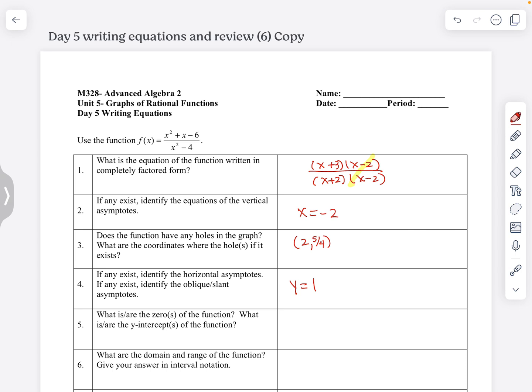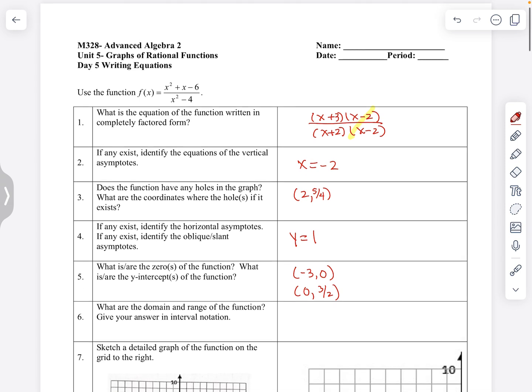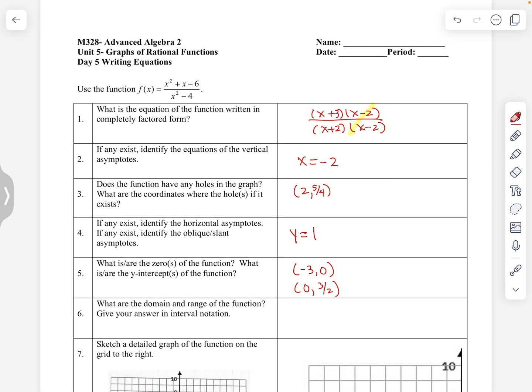What is or are the zeros of the function? Remember, zeros represent x-intercepts, so any factor remaining in the numerator produces an x-intercept, so we would have -3, 0. What are the y-intercepts? There's never going to be more than one y-intercept, or this wouldn't be considered a function, but that comes from the ratio of the constants, and so that would be 0, 3/2, or you could just sub in zeros everywhere and you would get 3/2. The domain and range of our function.